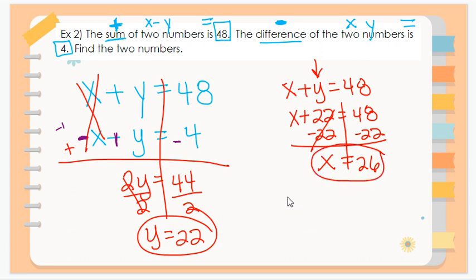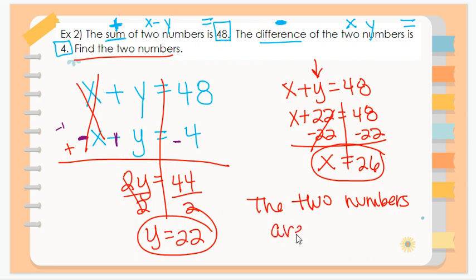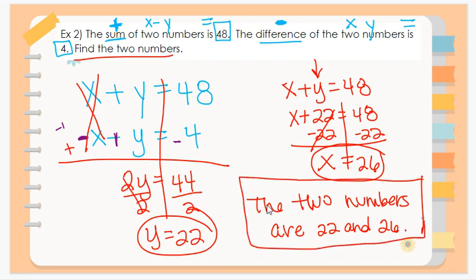All right, so find the two numbers. The two numbers are 22 and 26. And there's our solution. Remember, the word problems get words.